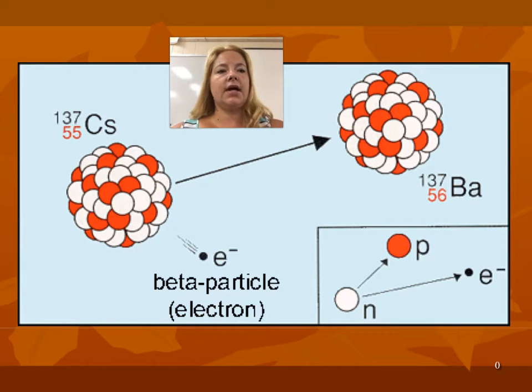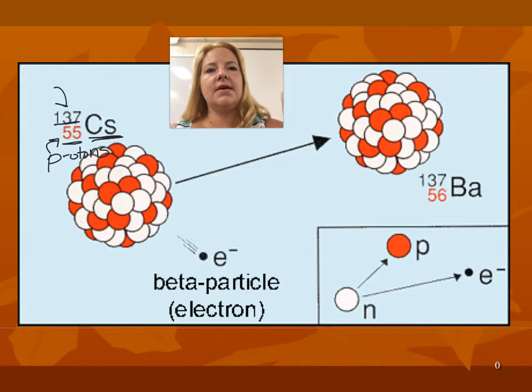So let's visualize what's happening with the example that I gave you. In the example I gave you, we started with cesium, which had an atomic mass of 137 and an atomic number, or the number of protons, of 55. So just keep in mind, maybe make yourself a note here that this is your number of protons and the top number is your atomic mass.